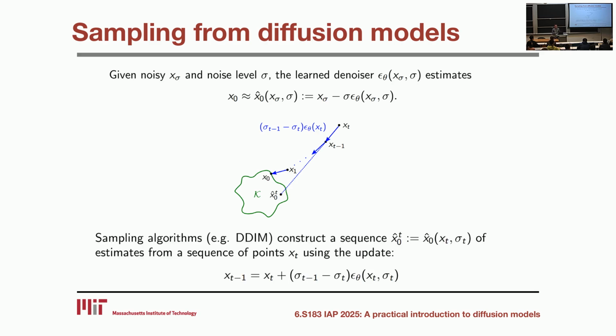This is basically what sampling algorithms of diffusion models do. They take multiple steps, slowly getting closer and closer to the data manifold, where the step size is just determined by the difference in noise levels.